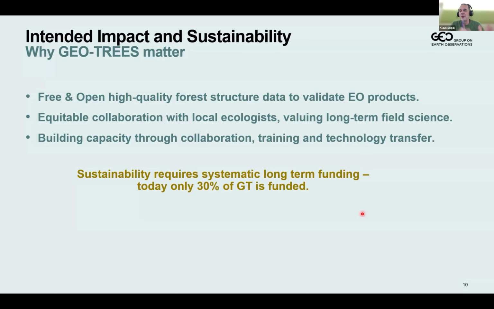But in total, this is only 30% of the 100 million figure that we need to sustainably fund GEO-TREES in the future. So there is a big gap, and this is one of the challenges, of course, that we face to keep this sustainable and also long-term for the future.